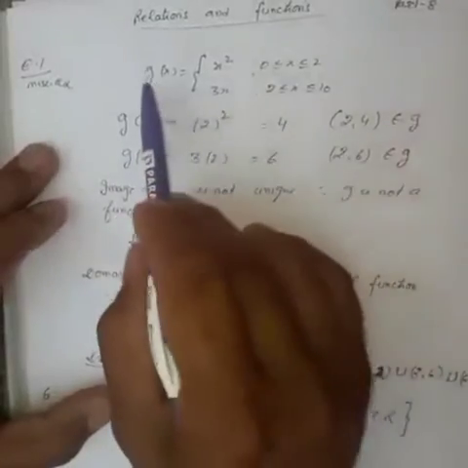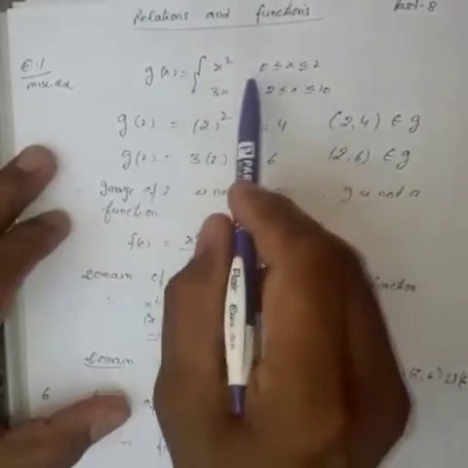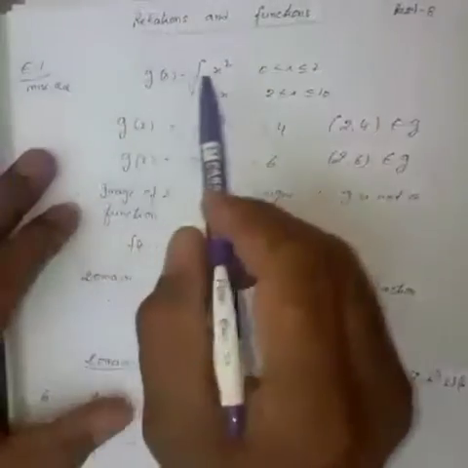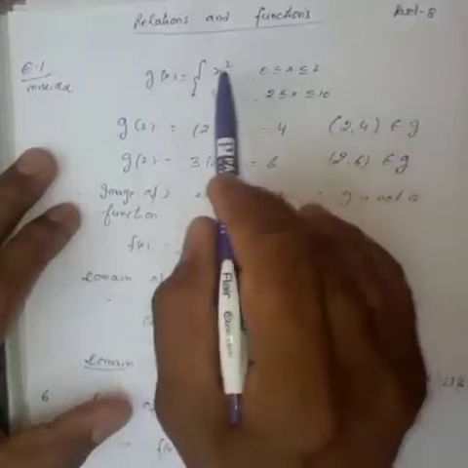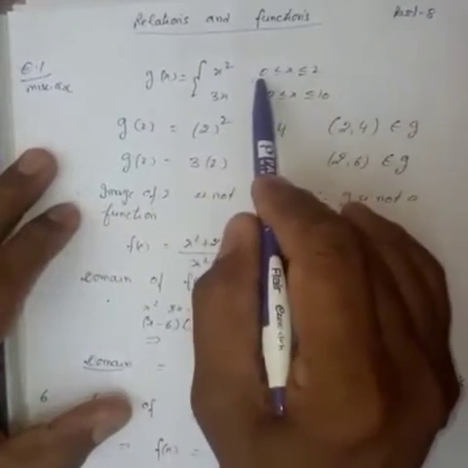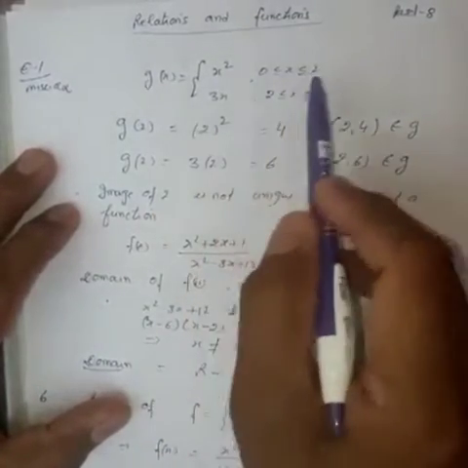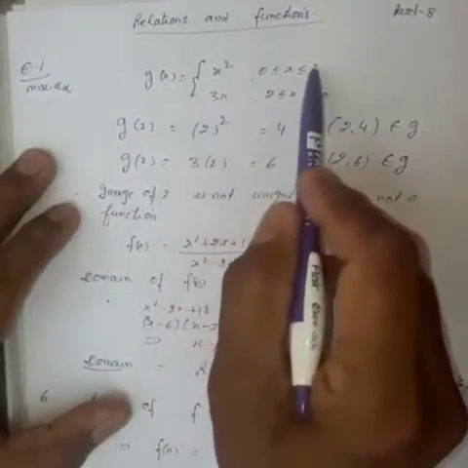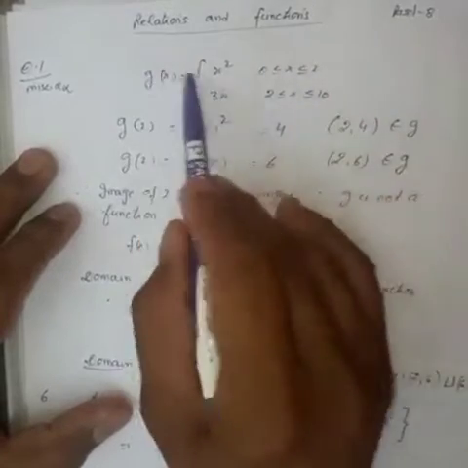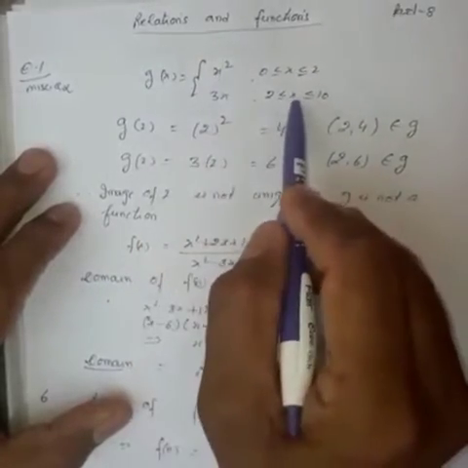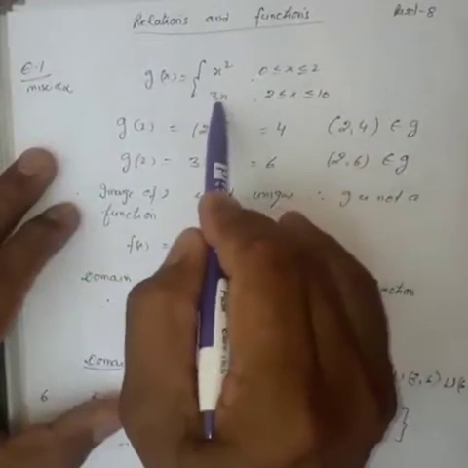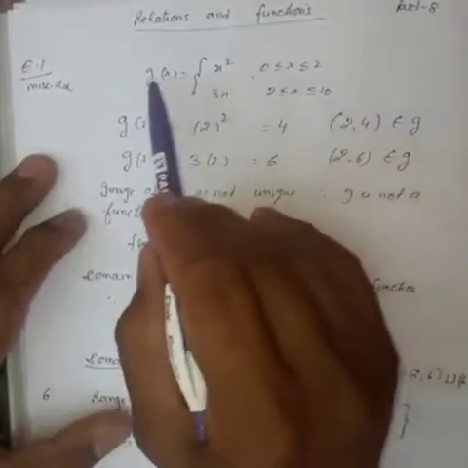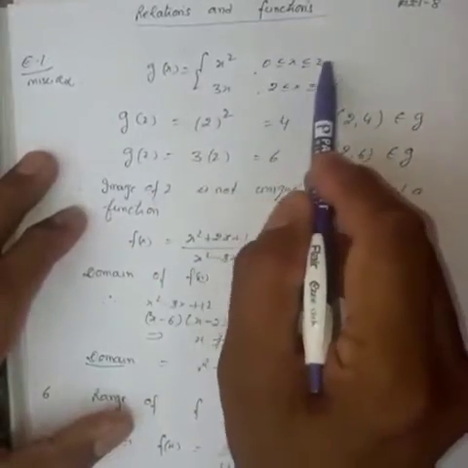Now to prove g(x) is a function, every element should have a unique image. To check the uniqueness of the image, you observe this g(x). g(x) is x square when 0 is less than or equal to x less than or equal to 2. So the equal sign is there, so the value 2 is repeating again. For x equal to 2, g(x) is x square, and for x equal to 2, g(x) is also 3x. It means there is a possibility that the function g(x) will have a different value when x is equal to 2.